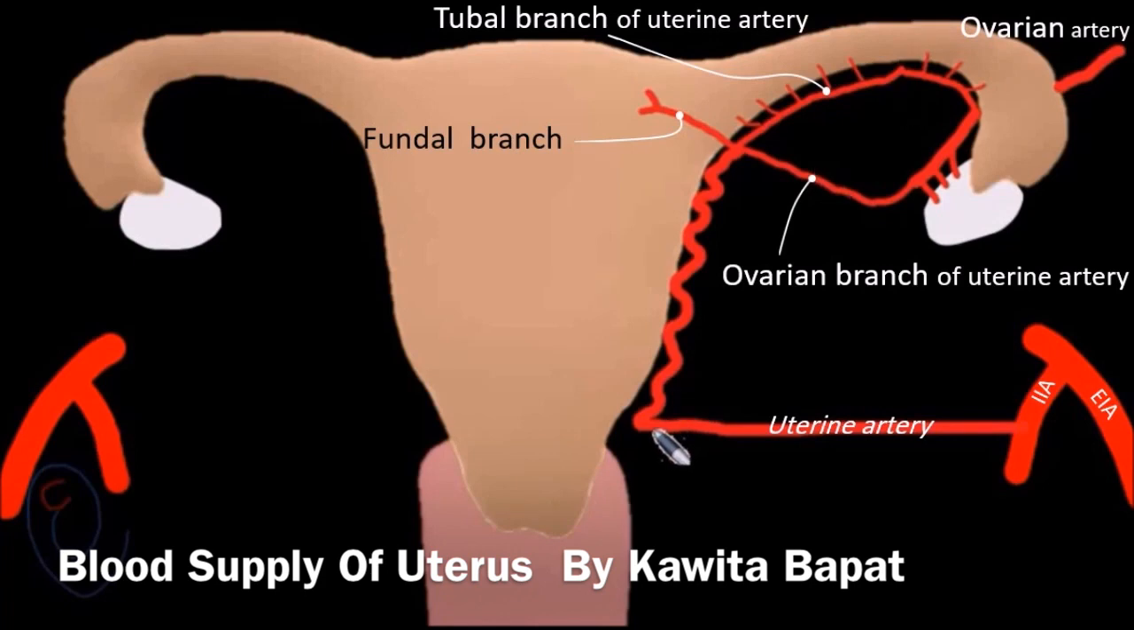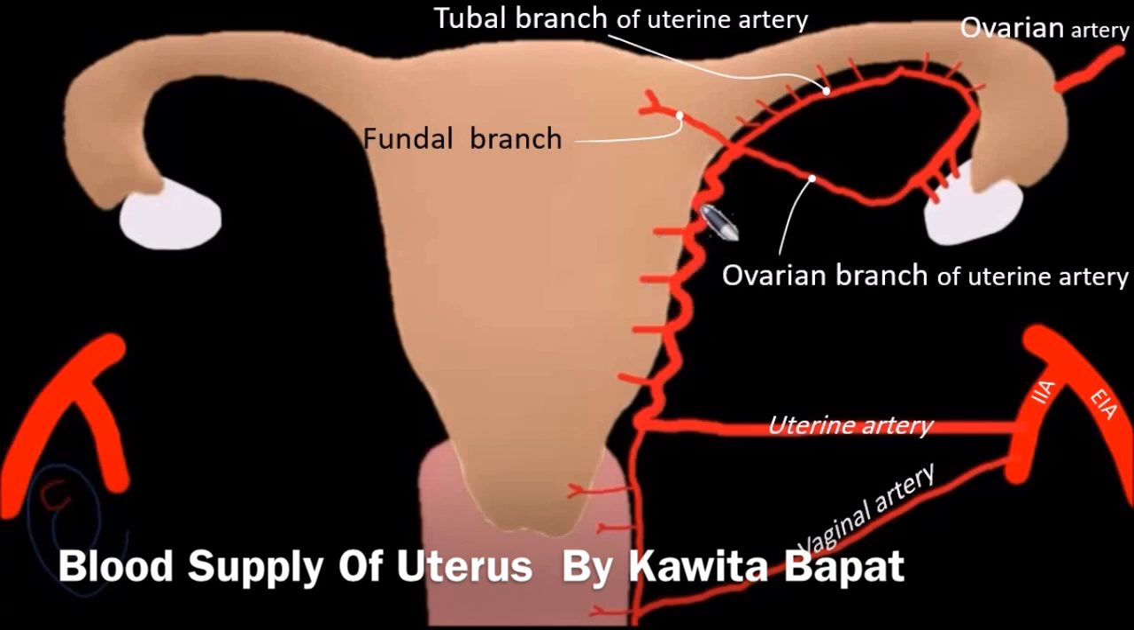The descending branch of the uterine artery supplies the cervix and the upper portion of the vagina. Another supply, from the internal iliac artery, is the vaginal artery. It also comes directly from the anterior division of the internal iliac. This vaginal artery anastomoses with the descending branch of the uterine artery and supplies all of the vagina.